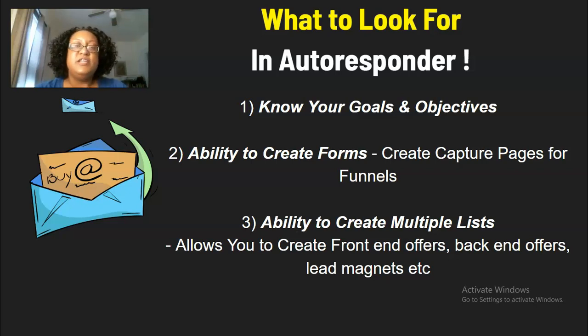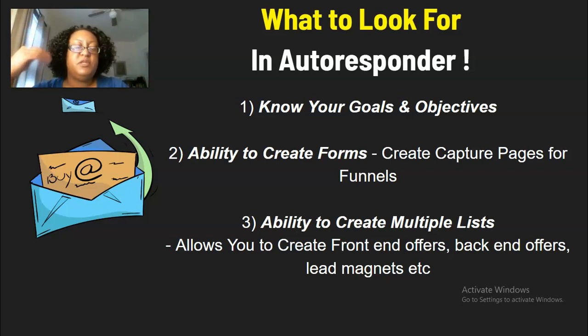The next thing that you want to look for in an autoresponder is the ability to create forms, such as capture pages and funnels. Now, there are some autoresponders where it's literally just the autoresponder, but it doesn't allow you to create custom pages and forms. So you definitely want to make sure that your autoresponder allows you to create forms, capture pages, and funnels. And funnels are what is going to help you increase your sales and things like that. So you want the ability to be able to do that. And that's going to take you from amateur to an experienced marketer when you understand how to do that.